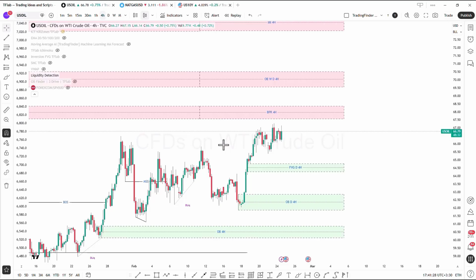On February 24th, after a phase of consolidation and ranging, the price collected the liquidity on the buy side. And ultimately, it is predicted that the price will move downward to collect the liquidity.